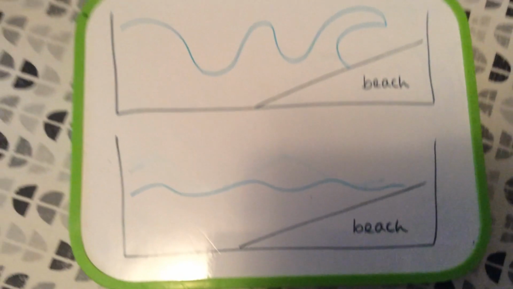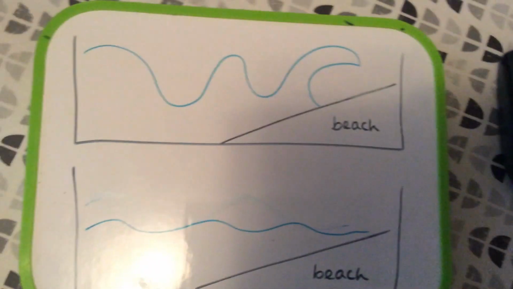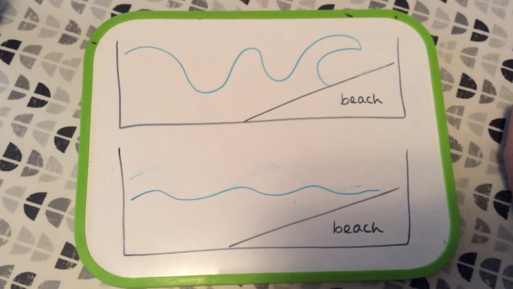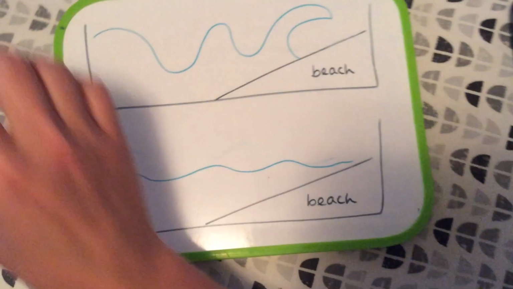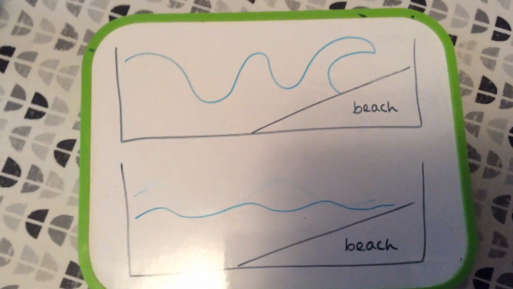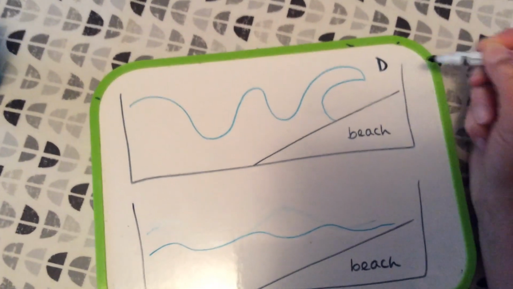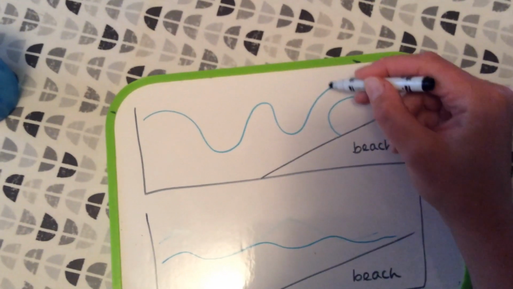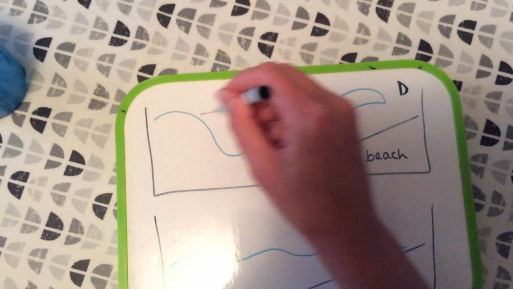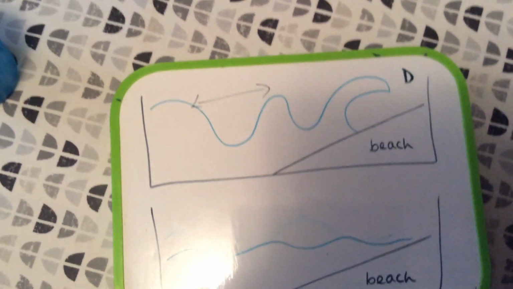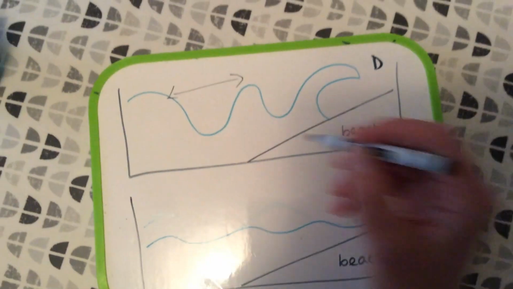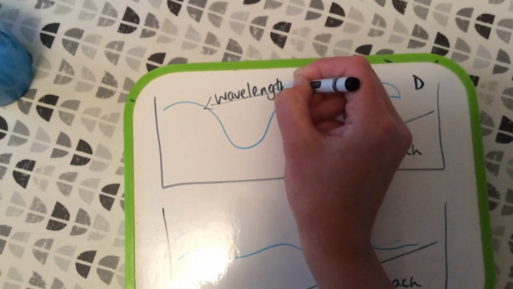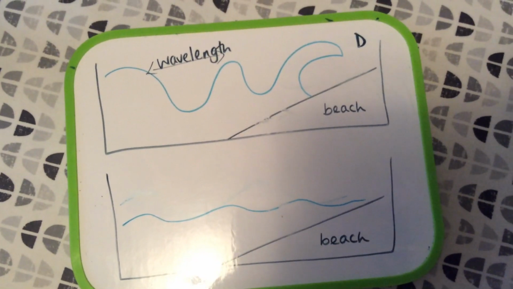Okay, so here's my two basic sketches of the two types of wave. You've got a destructive wave at the top and a constructive wave at the bottom. Now we can tell that this one up here is the destructive wave, partly because of its wave height. So it's got much taller waves, and also the distance between the peaks of the waves is much longer. So this is called the wavelength. It's got a much shorter wavelength. The waves are closer together.